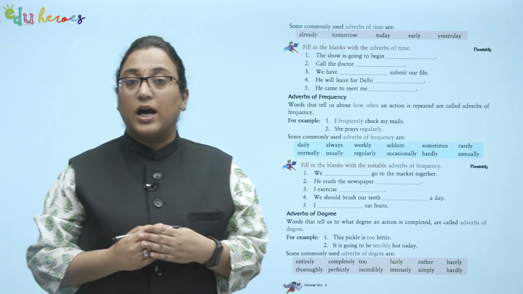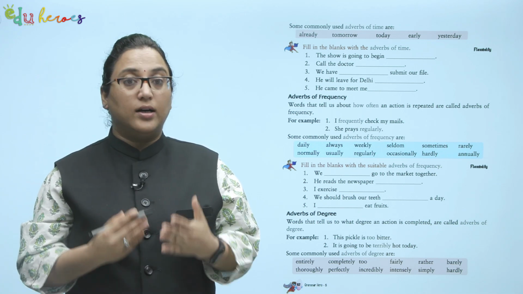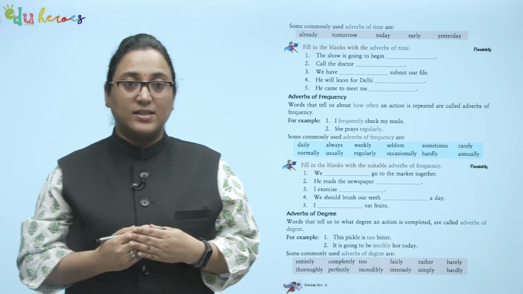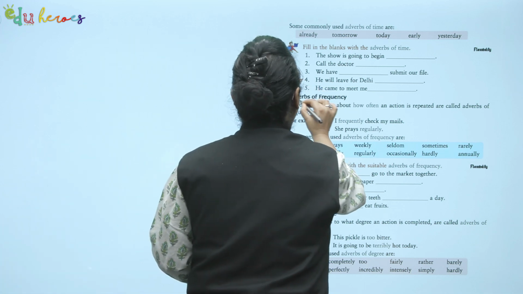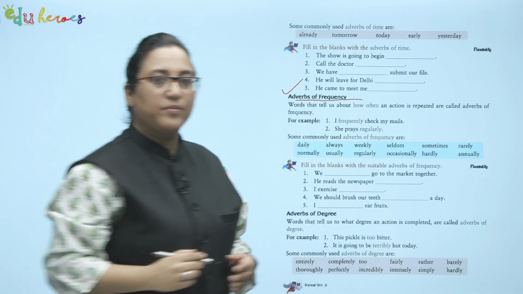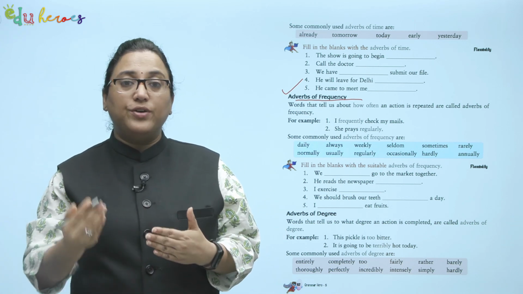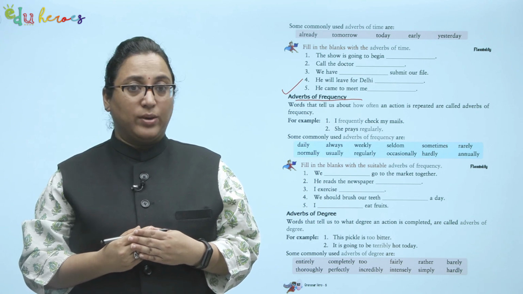Some commonly used adverbs of time are already, tomorrow, today, early and yesterday. The next type is adverbs of frequency. Words that tell us about how often an action is repeated are called adverbs of frequency.